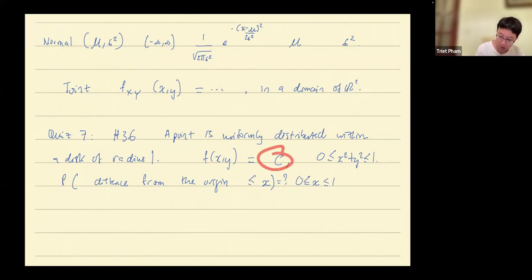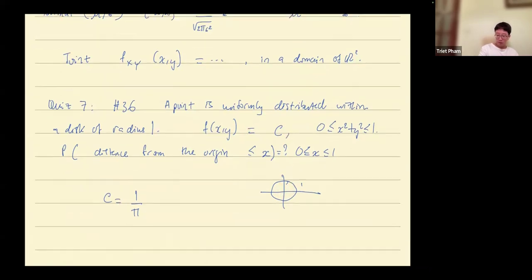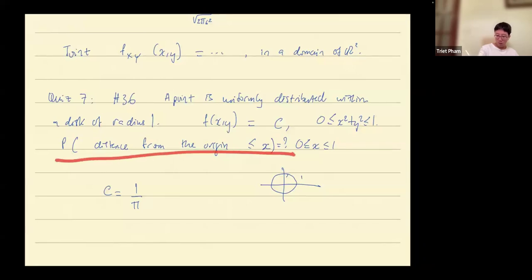All right, so first of all, do we know what C is? C should be 1 over pi, because you basically have a unit circle, radius 1, and the point is equally likely anywhere in the circle. Therefore the PDF is 1 over the area, which is pi. Anyway, once we know that, then the probability that the distance from the origin is less than or equal to X will be what?